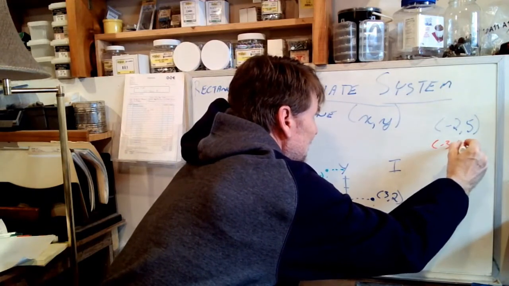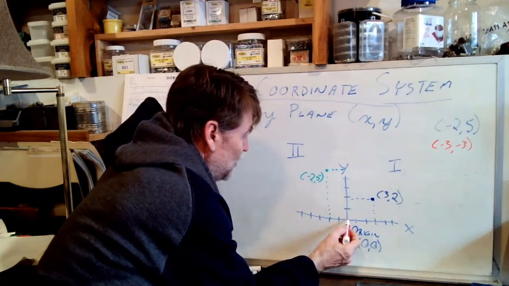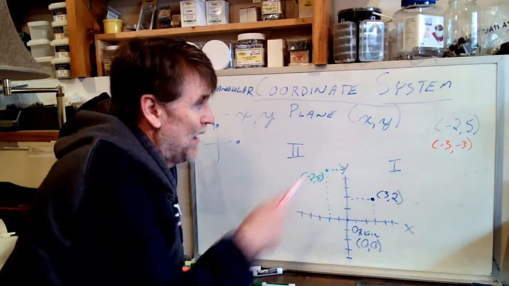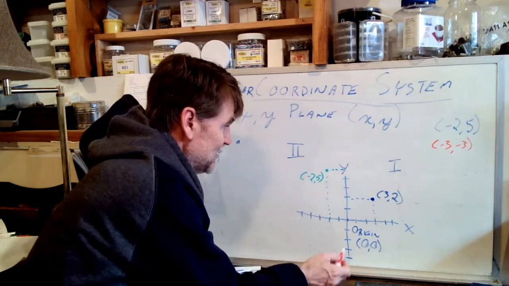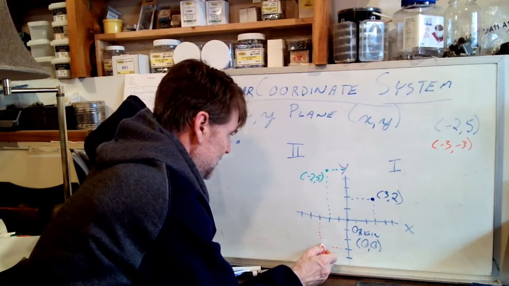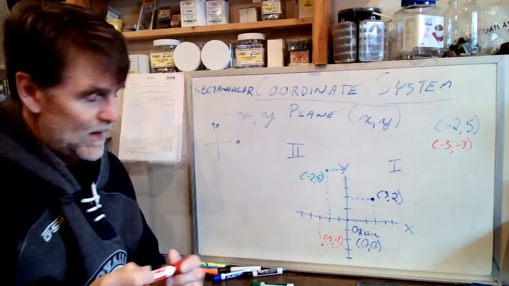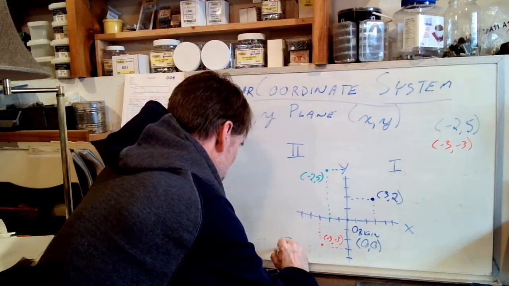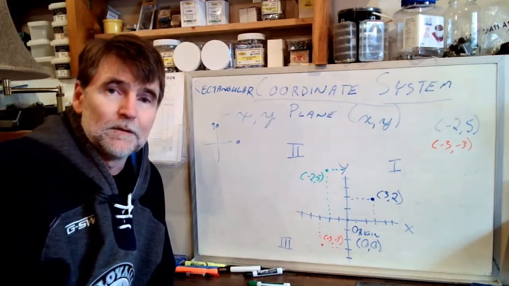Negative 3, negative 3. Let's see if we can find that point. So we're still coming backwards to the left from the origin on the x-axis. 1, 2, 3. So we're over here. But now we have a negative y value, so we're going to be going down from the origin on the y-axis, 1, 2, 3. And so we're going to end up right there. And so this is the point -3, -3. We are going to call this the third quadrant. 1, 2, 3. That's quadrant 3. So in quadrant 3, both the x value and the y value will be negative.